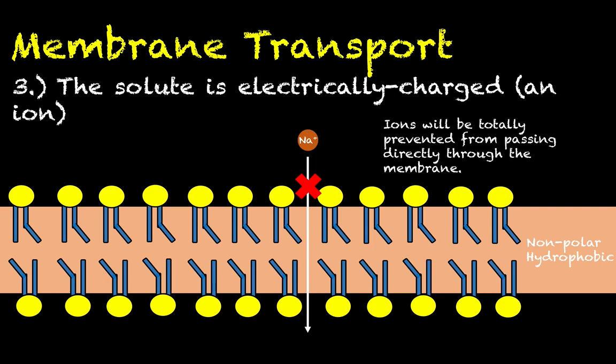And then finally, the solute is electrically charged, meaning that it is either a cation or an anion. This one is very easy to understand. Ions are going to be totally prevented from passing directly through the membrane because having a full electrical charge, like sodium here, is just a more extreme case of having partial electrical charges like we see in polar molecules. If polar molecules are going to be prevented from passing through because they carry partial charges, then ions are definitely going to be prevented from moving through because they carry full electrical charges.